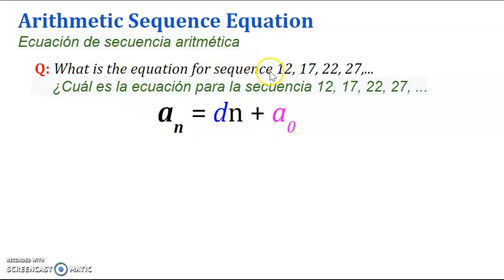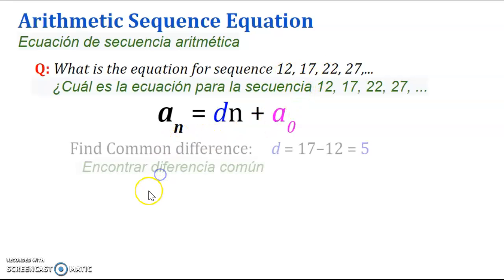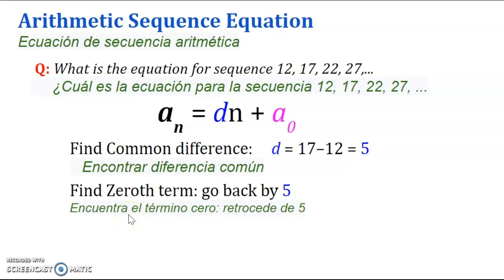What is the equation for the sequence 12, 17, 22, 27, and so on? If this is my sequence, what do you think would be the equation? Well, I know that 12 to 17, 17 to 22, 22 to 27, the common difference is you get the second term, subtract the first term, that's 17 minus 12, which is 5. And then we also want to find the zeroth term. If we are adding 5 to get the next term, then what should I be doing to get the previous term? Instead of adding 5, you're going to subtract 5.